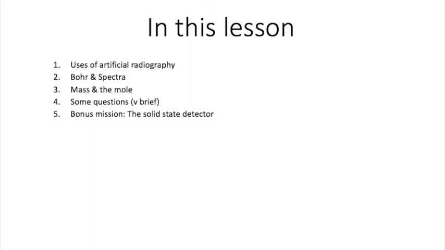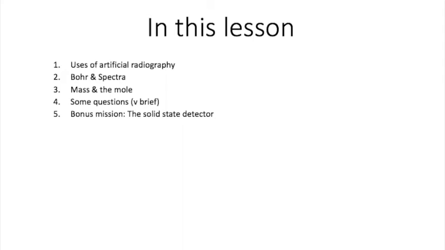a bonus mission. So we've already gone into detail about how the Geiger-Muller tube works in detecting ionizing radiation. We're going to, as a bonus, have a look at the solid-state detector. Now, I say bonus because if you're fine with the Geiger-Muller tube, that's grand, but just for the sake of being comprehensive and thorough, we're going to have a look at that too.